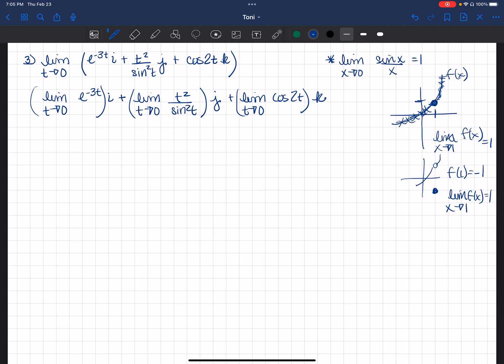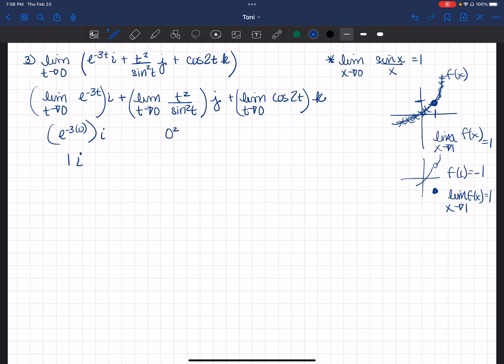So if I take the limit as t approaches 0 of e to the negative 3t, all I'm really doing is saying e to the negative 3 times 0, and I have my i out there because that's just my vector component. Well, that's e to the 0, and anything to the 0 is 1, so I get 1i, okay?